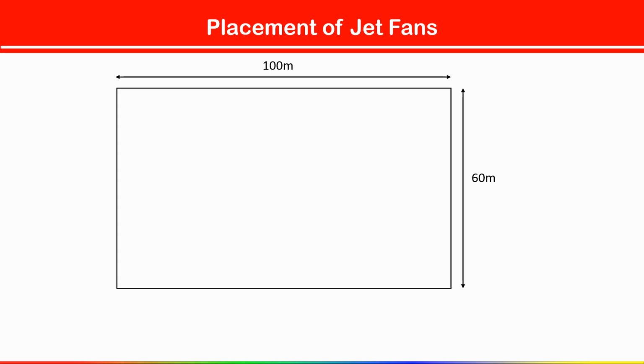So first of all we have to calculate the area of this basement. So basement area is how much? 100 into 60, 6000 square meter. Now suppose I have selected 25 Newton thrust jet fan. And we know that one 25 Newton thrust jet fan can cover how much area? 300 square meter area.